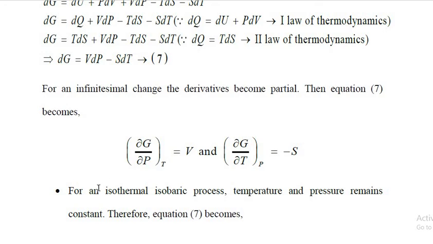Now for an isothermal isobaric process, temperature and pressure remain constant. Therefore in equation 7, temperature remains constant, so the second term becomes 0. If the pressure remains constant, the first term becomes 0.